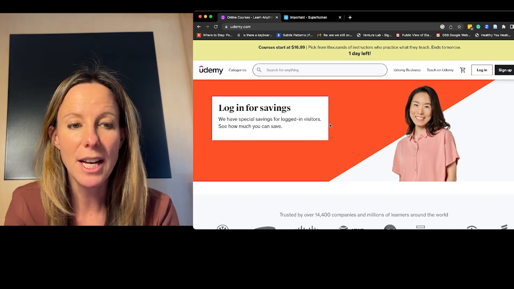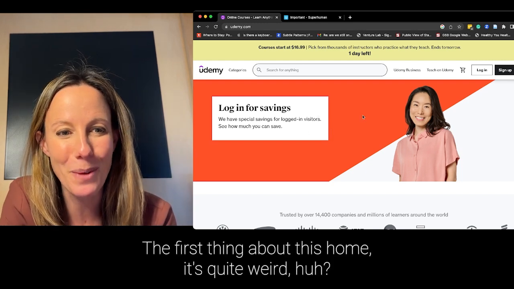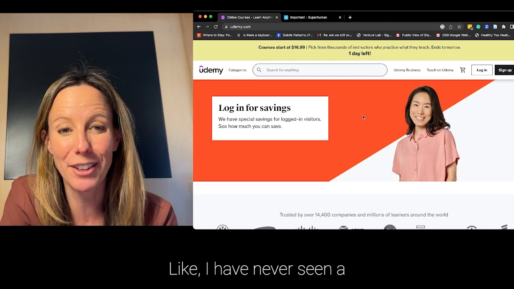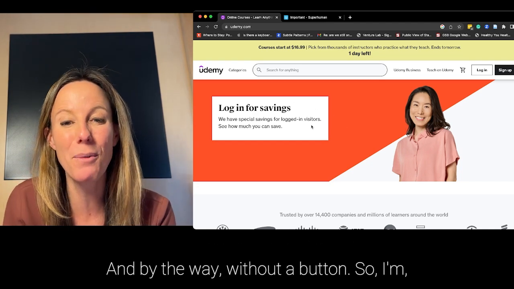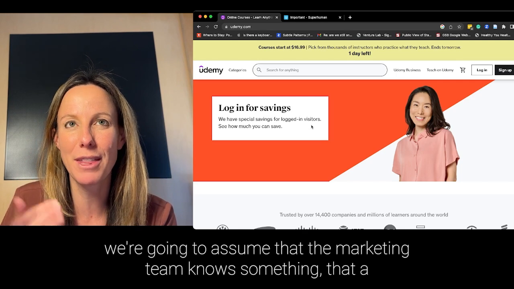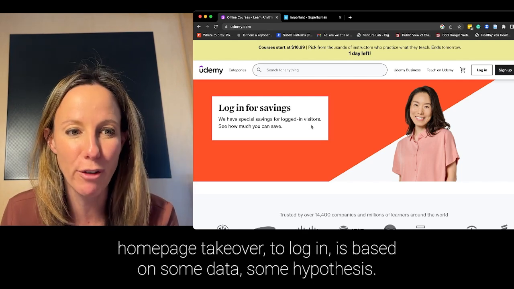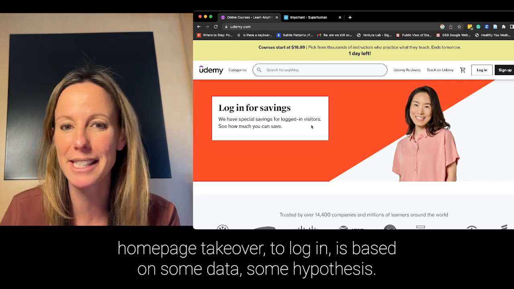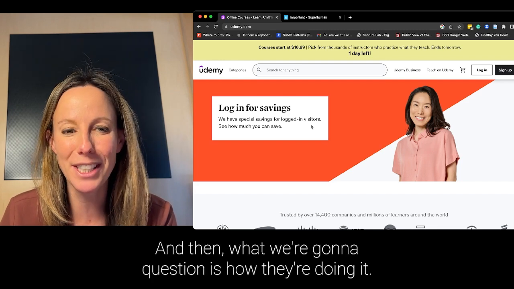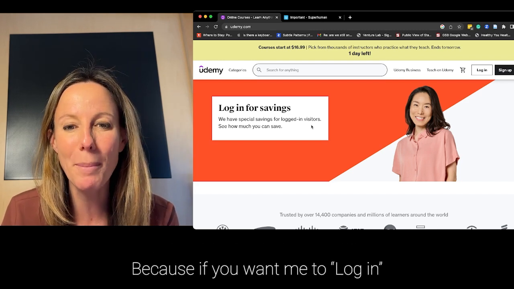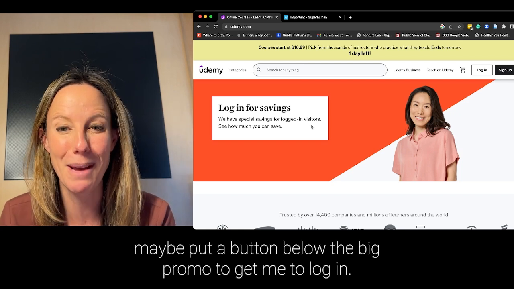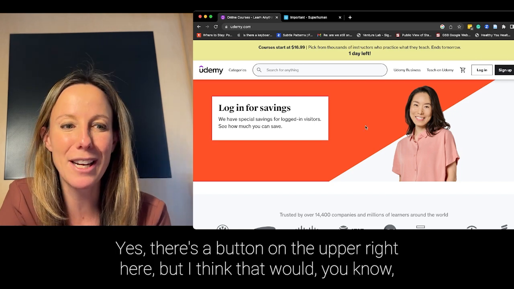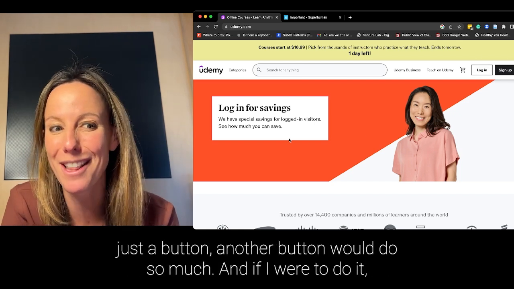So let's start there. The first thing about this homepage, it's quite weird, huh? I have never seen a big thing that says login as the main thing, and by the way, without a button. So we're going to assume that the marketing team knows something, that a homepage takeover to log in is based on some data, some hypothesis, and then what we're going to question is how they're doing it. Because if you want me to log in, maybe put a button below the big promo to get me to log in. Yes, there's a button on the upper right here, but another button would do so much.